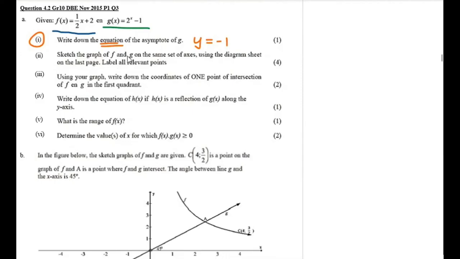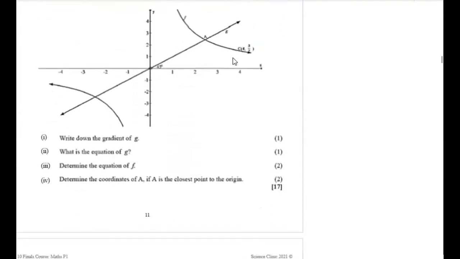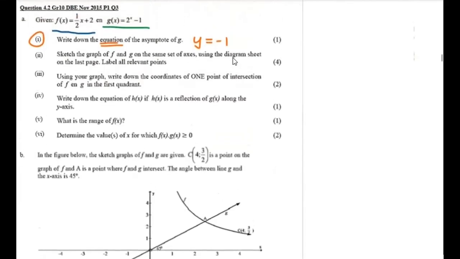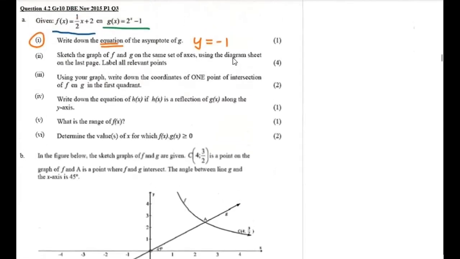Okay, next question. It says sketch the graphs in F and G on the same set of axes using the diagram sheet. Have they given us a diagram sheet? No. Okay. So we are going to sketch it just on our own set of axes. So if we want to sketch the graphs, we need to know what they look like. Let's start with F. You already told me that it was linear. Is it going to be going up or down? Is it increasing or decreasing?